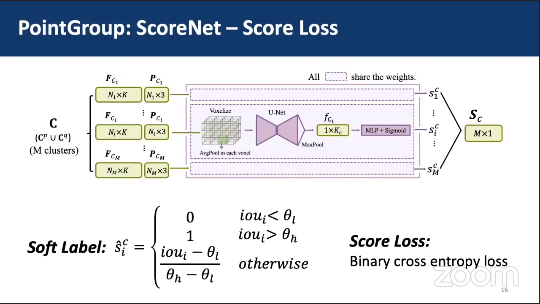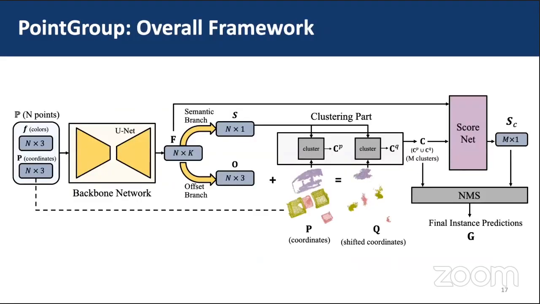And to reflect the cluster quality in the scores, we use a soft label to supervise the predicted cluster scores. The IoU_i here is the largest intersection over union between cluster C_i and the ground truth instances. We then use the binary cross entropy loss as our score loss. After getting the cluster scores, we could feed the candidates into a non-maximum suppression process to get the final instance predictions G. And since we cluster based on the semantic information, the semantic label of a cluster is exactly the category the points in the cluster belong to. In total, this is the whole inference process of our PointGroup.